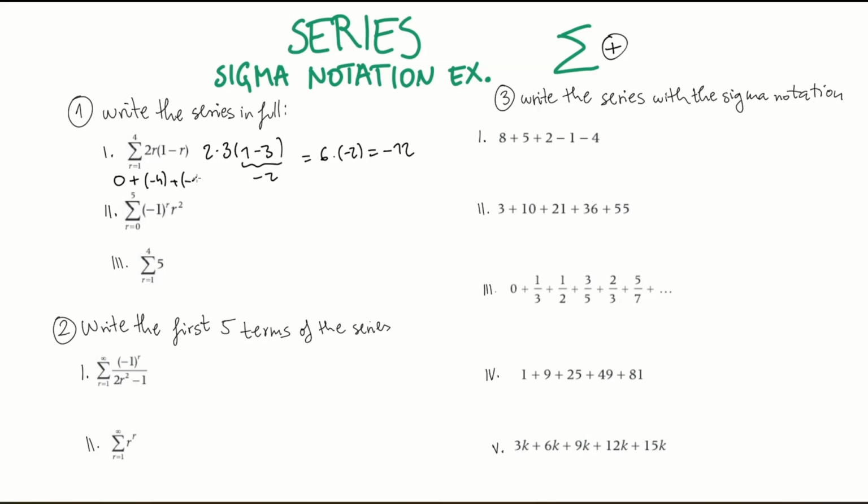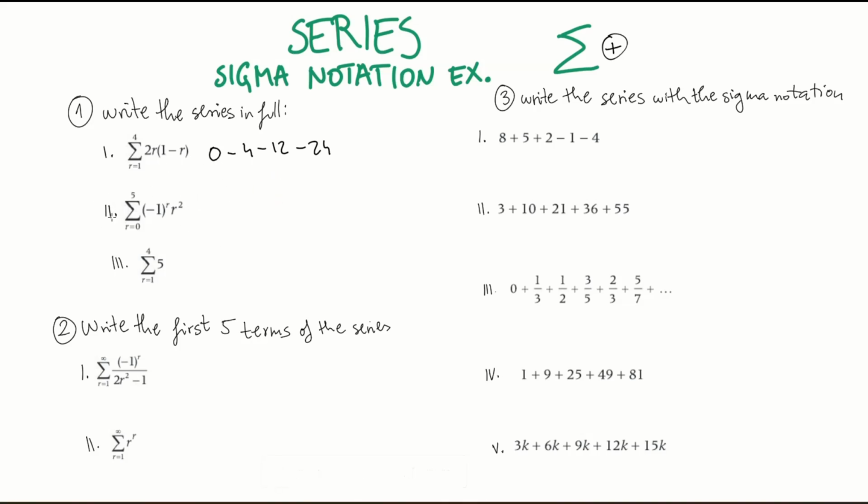which is also our third term. And then our last and fourth term, we just substitute 4 instead of r, and we get 2 times 4 times 1 minus 4. This is minus 3, so we get 8 times minus 3, which is minus 24. And we can just write these terms down a bit more nicely. So we get 0 minus 4 minus 12 minus 24. You can go ahead and calculate, but it's not necessary.